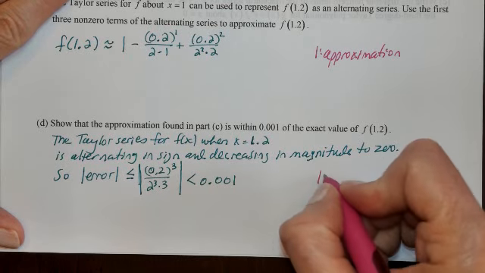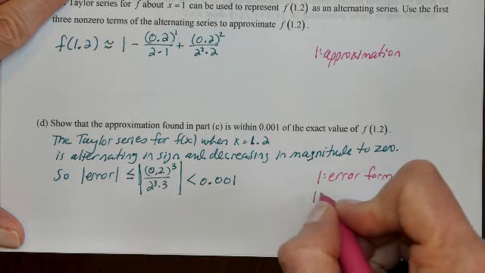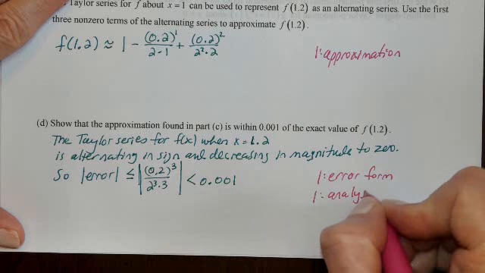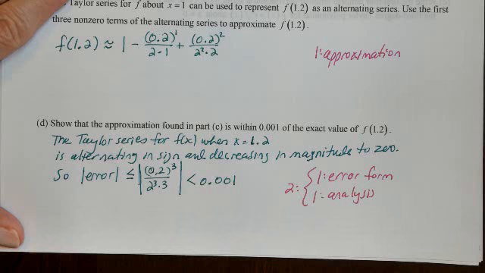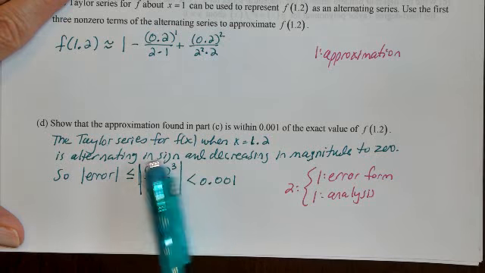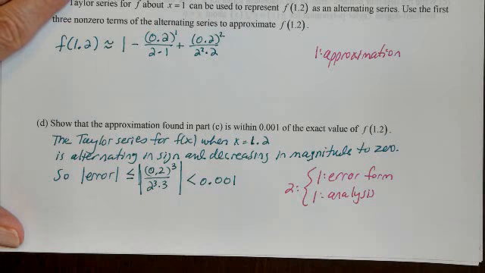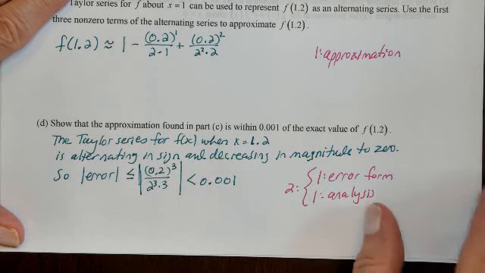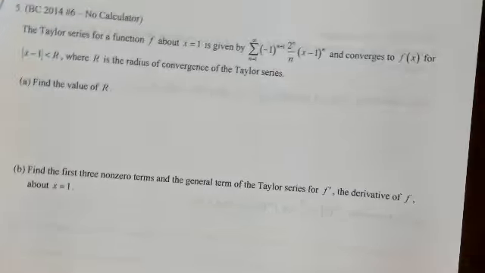1 point for the error form, and 1 point for the analysis. When I did this the first time, I got this to be 1 over 3,000, so it is definitely less than 1 over 1,000. Okay, let's see what's next.